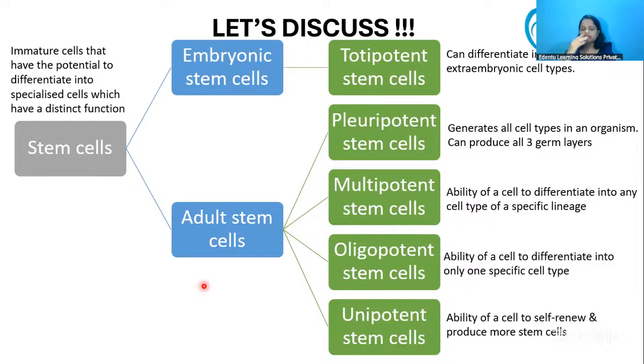Now, if you look at this, stem cells can be of two types: embryonic stem cells and adult stem cells. Based upon the potency, which you can describe as their ability to form cells, their ability to produce new cells, that is called potency. So based upon the potency, these embryonic stem cells are actually included under totipotent stem cells.